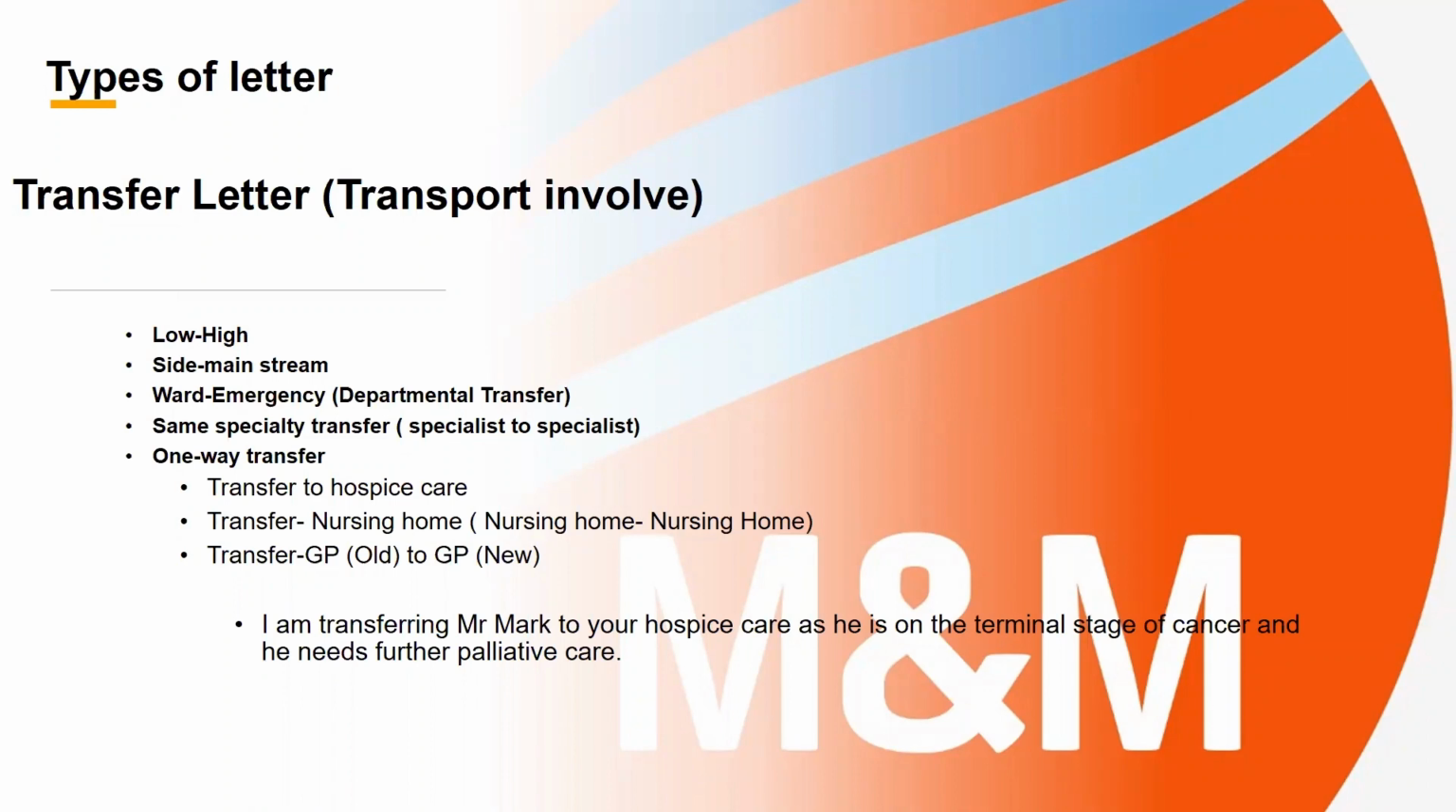So we can simply use words like, I'm transferring Mr. XYZ who needs a space in your hospice care as he is in the terminal state of cancer. So now you can see that we can write down the letter of transfer using those lines to make it more clear, right?